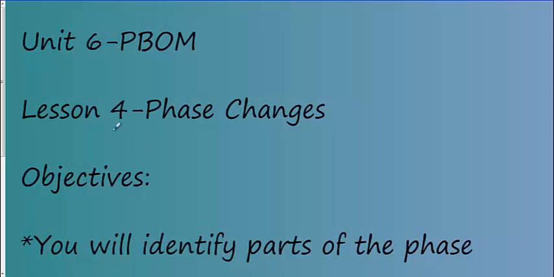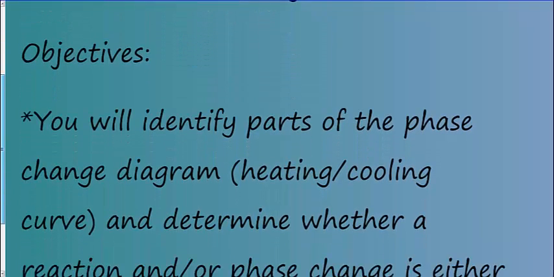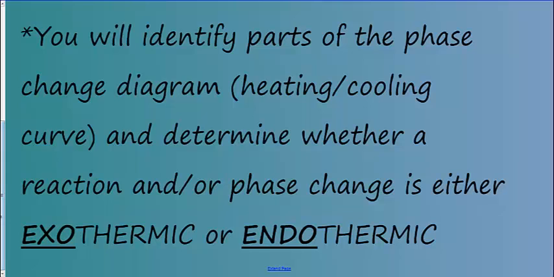Okay, so this is lesson 4. We're still in unit 6, physical behavior of matter, and we're going to just talk about some phase changes here. The objectives are to identify parts of the phase change diagram, the heating and the cooling curves, and determine whether a reaction and/or phase change is either exothermic or endothermic.